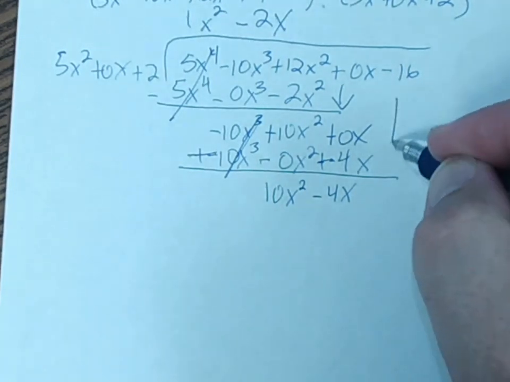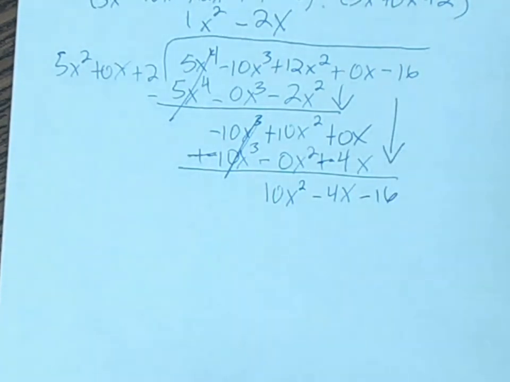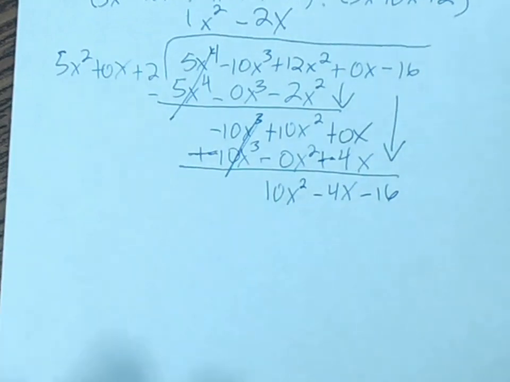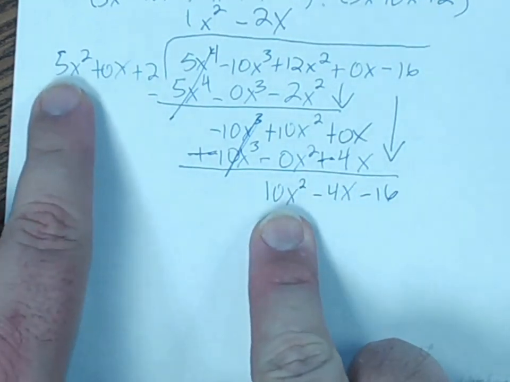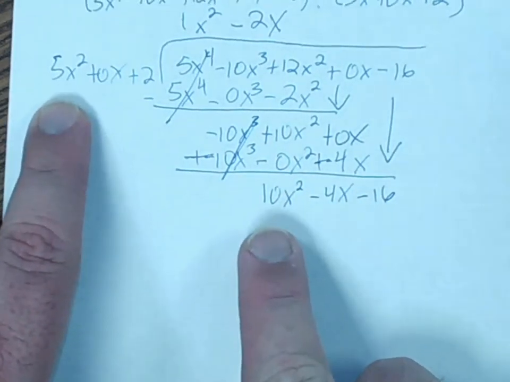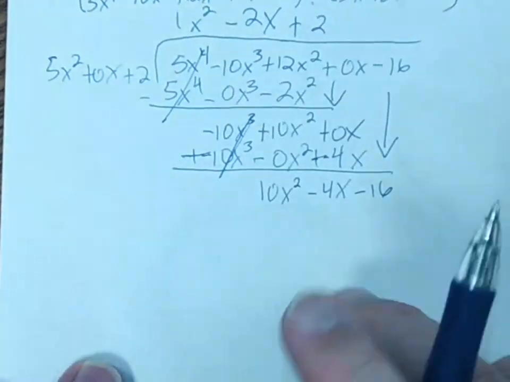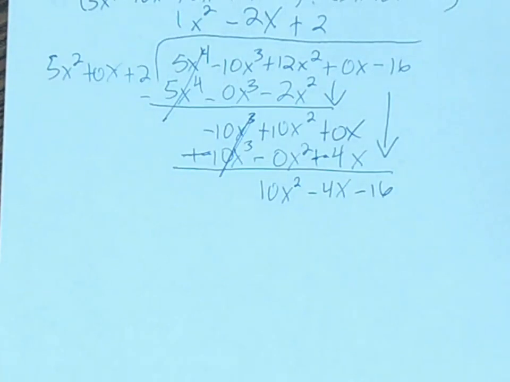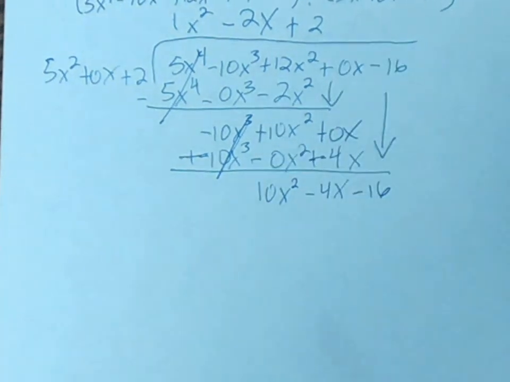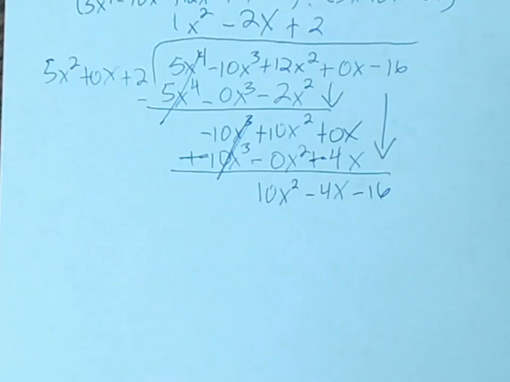And then lastly, we're going to bring down the negative 16. And we start it all over again. 10x squared this time divided by 5x squared. 10 divided by 5 is 2, and that's a positive 2, so I'm going to put a plus there. X squared divided by x squared is nothing. I don't want to say it's 0. It's technically 1, but they cancel each other out. So I'm not going to put any x's up here. And that ends the division step.